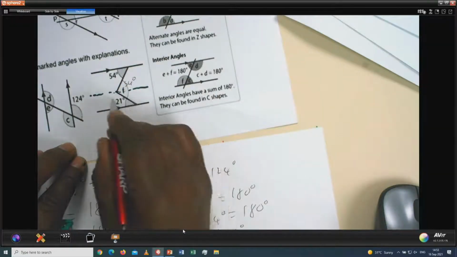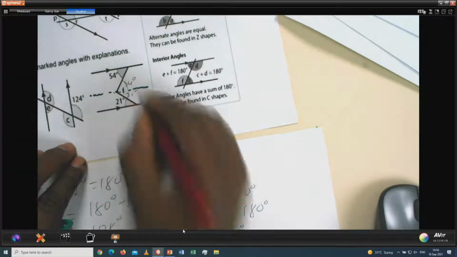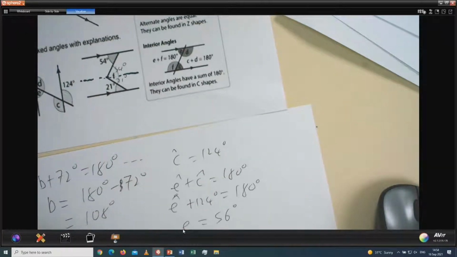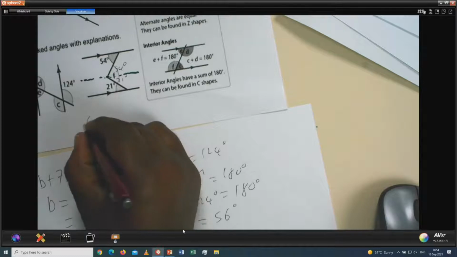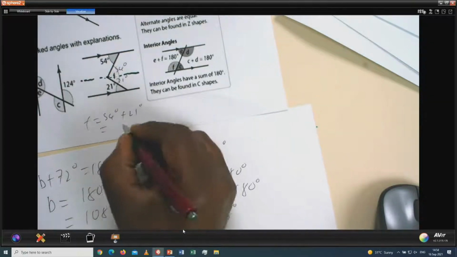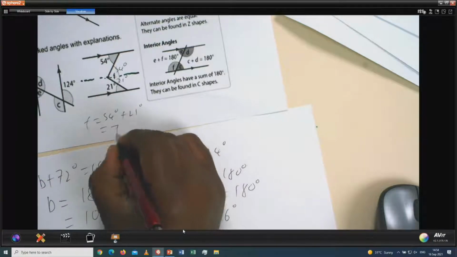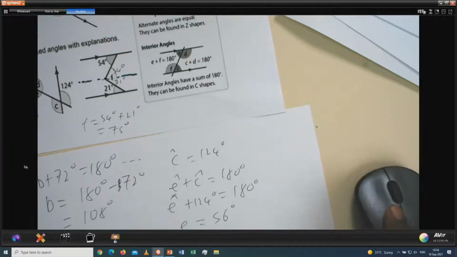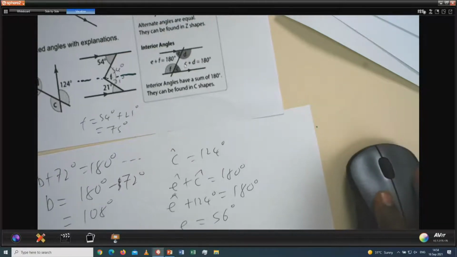There is your Z, your N. Therefore, that should be 21 degrees. Therefore, angle F will be 54 degrees plus 21 degrees, which is 75 degrees. It's just checking your understanding. It's tricky, not necessarily tricky, but it tests your understanding. If you understand these things, everything is easy to follow.